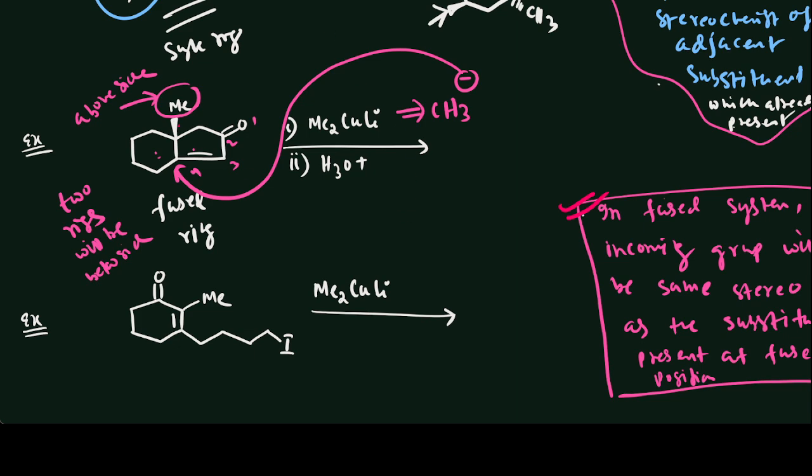So from here, what product will we get? It will attack from the same side. Here we write it like this. Methyl is already in this position, and this methyl is also going to come like this. The double bond shifts here, and this is going to be O minus. Now after hydrolysis, what we get is O, and it will shift to here, and this is going to be like this.